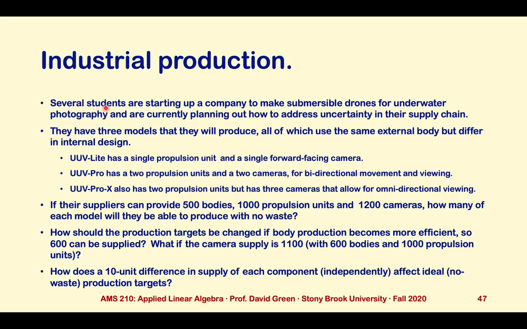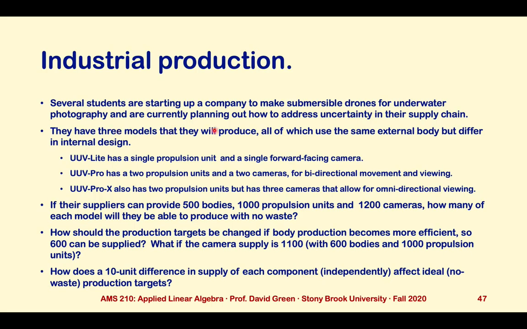We have a number of students starting up a company making submarine drones, submersible drones, that they're selling for people interested in underwater photography, and are currently trying to sort out how to address uncertainty, or variations, in their supply chain with their production targets. They have already implemented their designs.